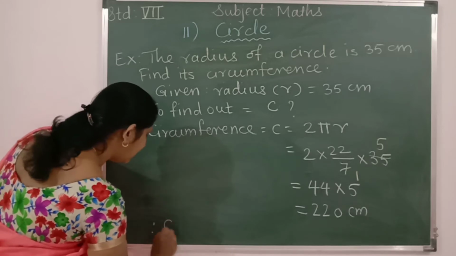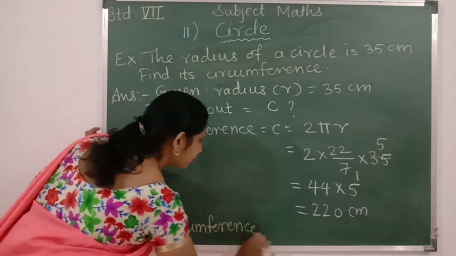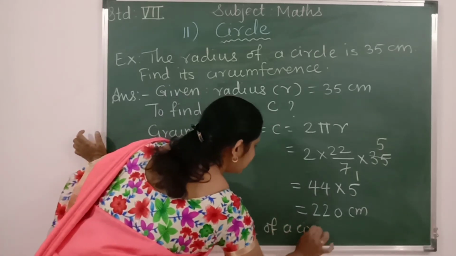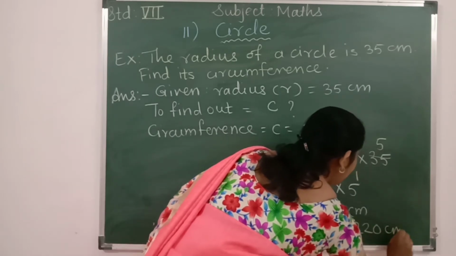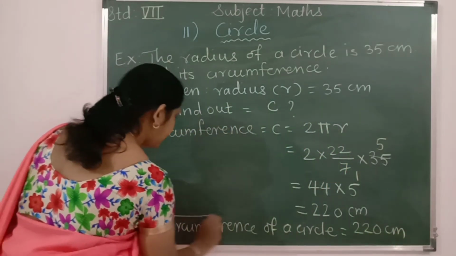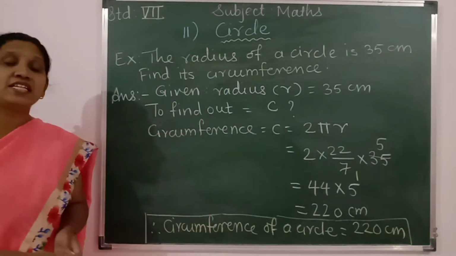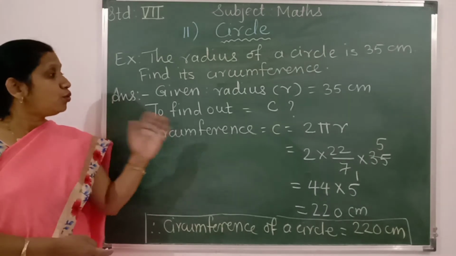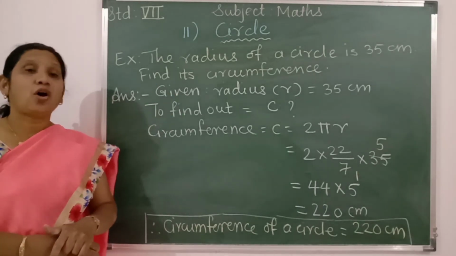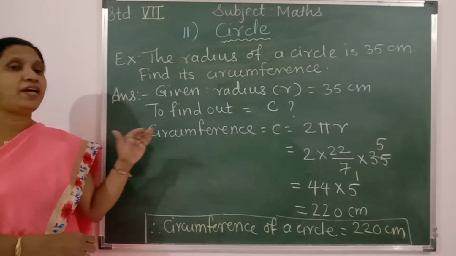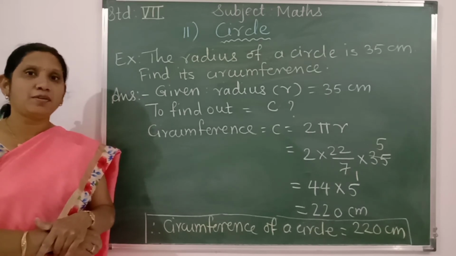So let's write here, therefore circumference of a circle is equal to 220 centimeters. Write it in the square box. So this is how we studied how to find out circumference of a circle when diameter is given. Also we have studied how to find out circumference when radius is given. We'll study one more example.